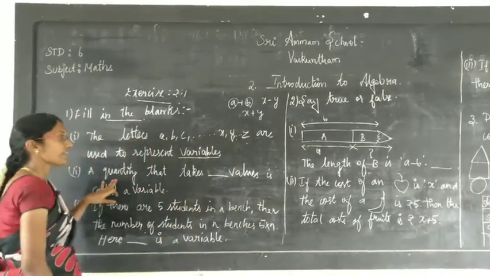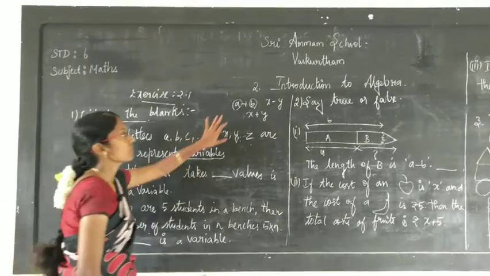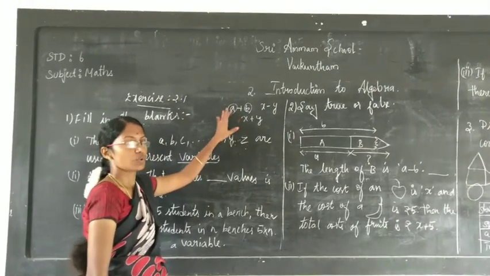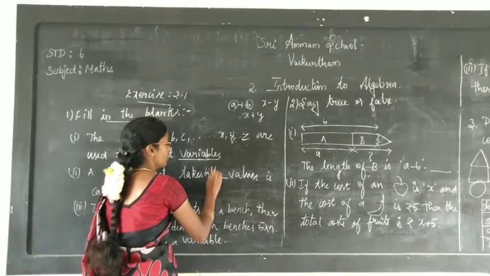Next one. A quantity that takes different values is called a variable. This variable can take any value, that is, different values. So that is called a variable.